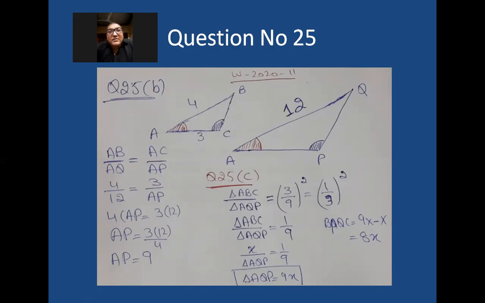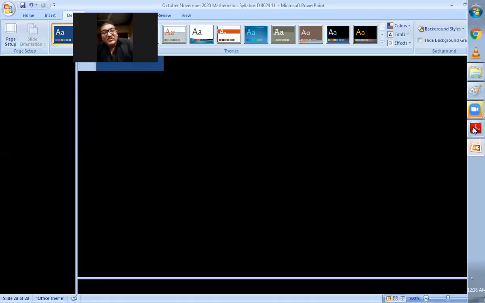So just cross multiply: 4 AP equals 3 multiplied by 12. So AP will be equal to 3 multiplied by 12 divided by 4. So 4 and 12 will cancel, so 3 multiplied by 3 will be 9. So the AP side is 9. So this side here is 9. Okay.